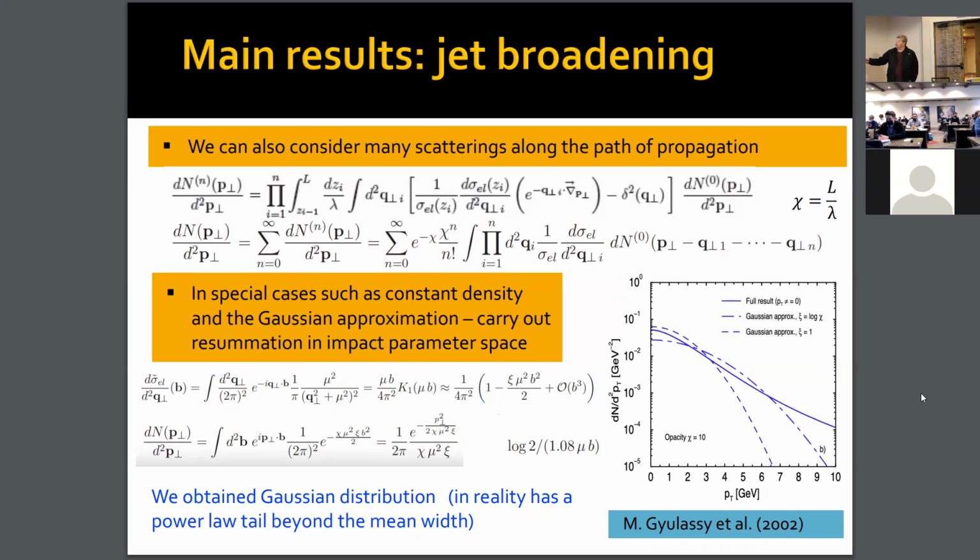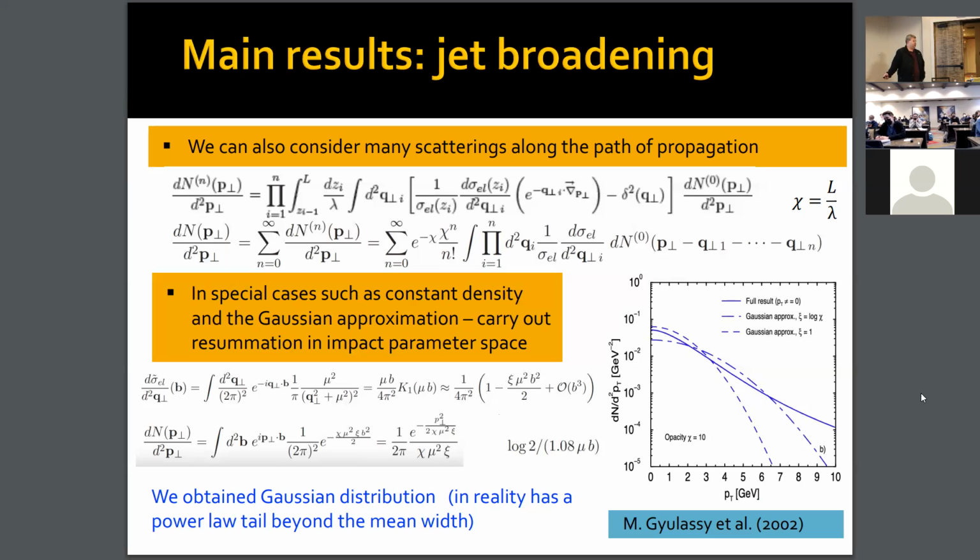You can resum this series in impact parameter space. Fourier transforming, you will find that it is a Bessel function, and expanding the Bessel function, the first term is quadratic. And then if you neglect the other terms, as well as some weakly varying logarithms, this factor psi here has this exact expression, you can Fourier transform back and you'll find a Gaussian distribution. So if you started with a parton that doesn't have transverse momentum, random walk will give you a Gaussian distribution, but only under this approximation.